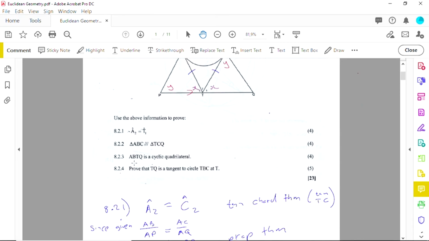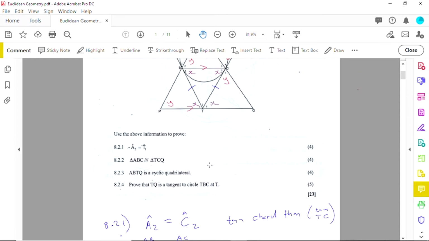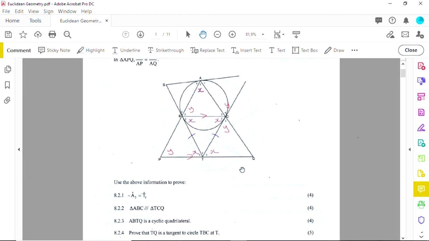And now we want to prove that ABTQ is a cyclic quad. Pause and think about it. How do we prove that this is a cyclic quad? To prove that this is a cyclic quad, we can either prove that the supplementary angles add up to 180 degrees. If we add these angles, we should get 180 degrees. Or if we add these angles, we should get 180 degrees. Then we have proven that this is a cyclic quad.